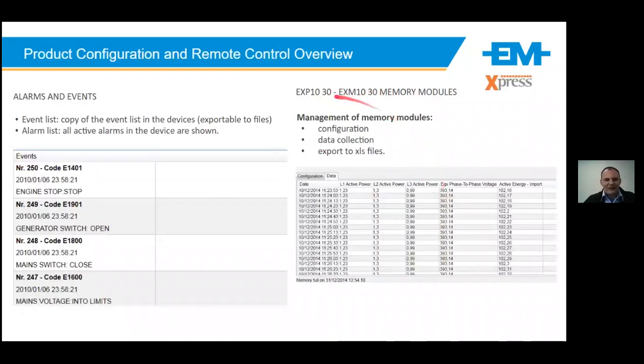The important takeaway from this Express software is that it is used across the whole Lovato product range. So for anything with comms, Express can be used for any one of these functions that we've just spoken about: to set it up, to save it, to view in real time what's going on with it. It's a very great tool for when you're working on these systems.